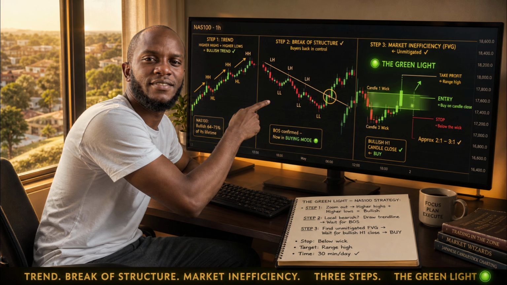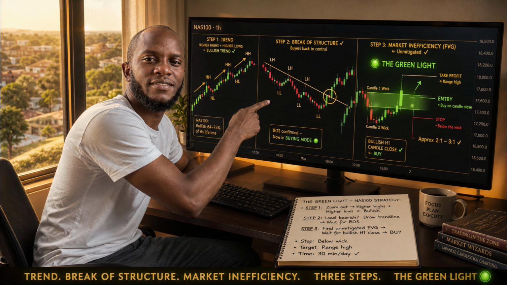The green light, NAS100, 1 hour chart, zoom out. Higher highs, higher lows, the trend is what it's about. Break of structure, trend line breaks, buyers back in play. The green light, market inefficiency, FVG entry today. Green light, NAS100, 1 hour.